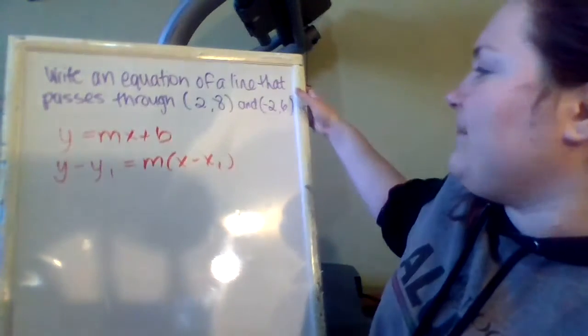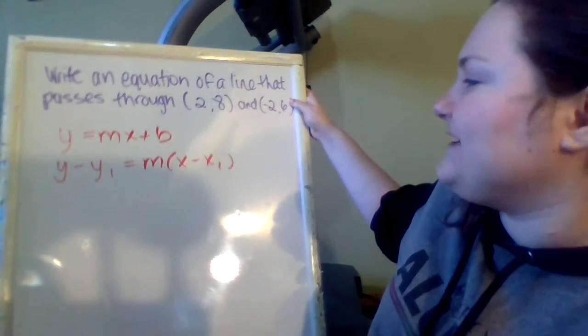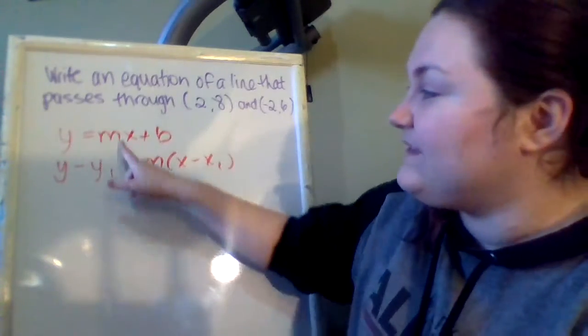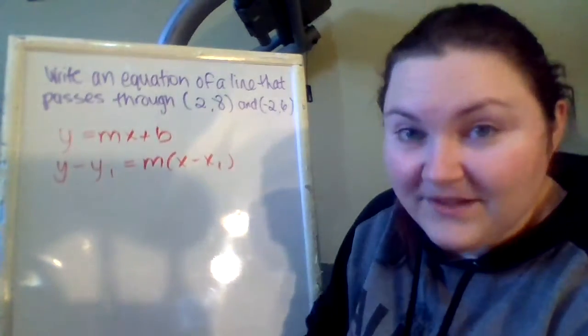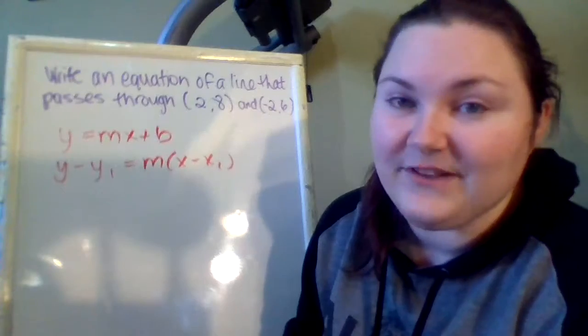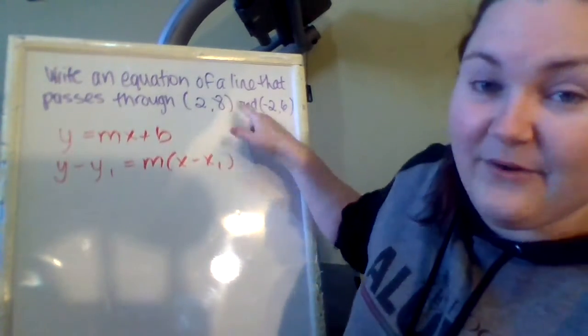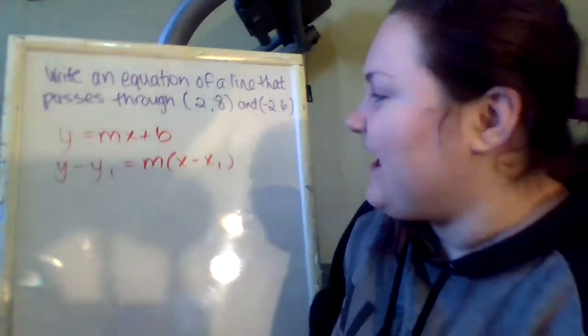Now for a problem like this, notice they didn't give us either of these combinations. What both of these formulas have in common is slope. Anytime you're writing an equation of a line, you need to know slope. And notice in this problem, we don't have our slope yet.